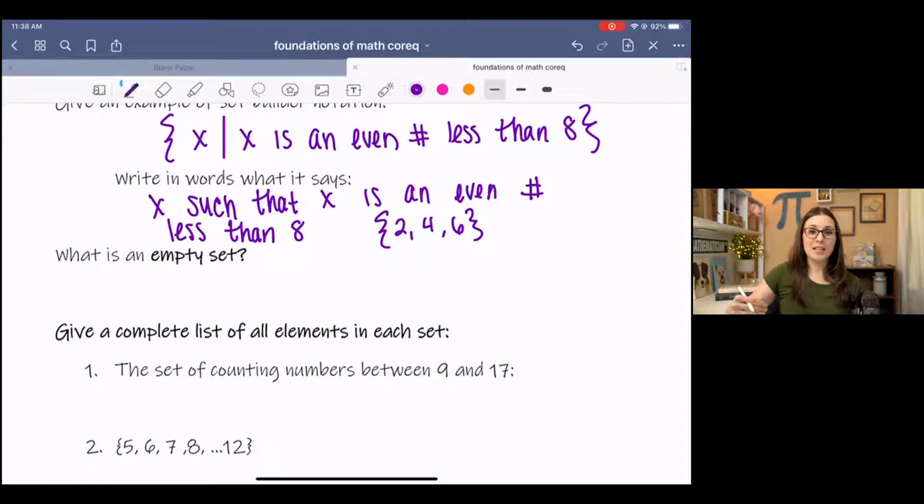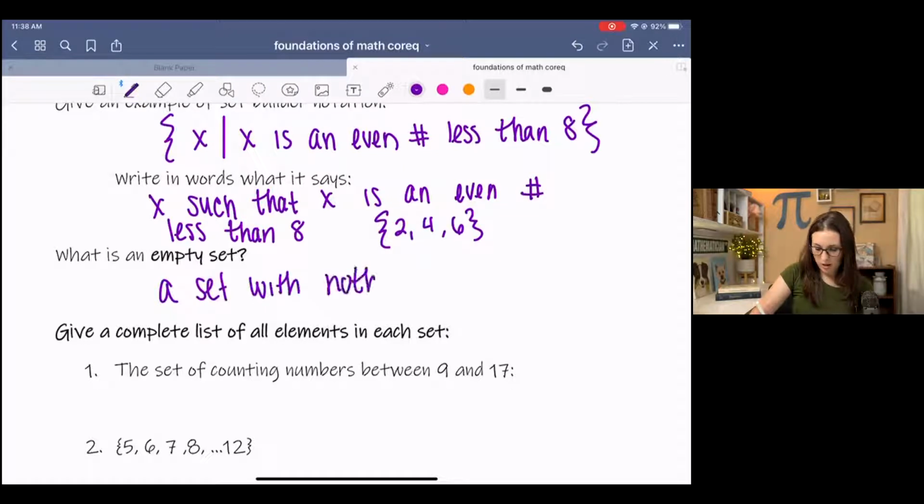What is an empty set? An empty set is a set with nothing in it. And we write it with a circle and then a slash through it. That means empty set.